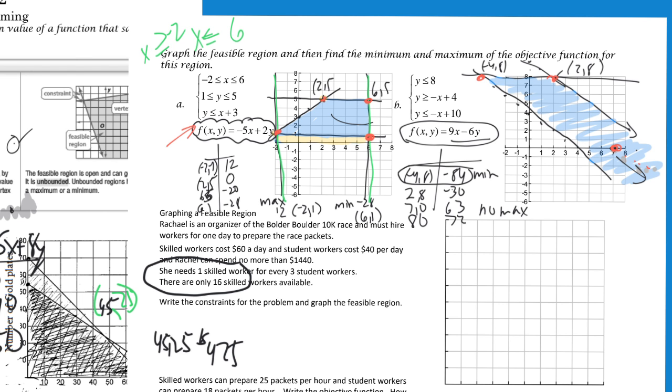So I think the big thing is, as you're doing these graphs, you're going to find the vertices, and if it's unbounded, there will either be a max or min, but not both, and you have to test the waters to see what's going on in the uncharted territories.